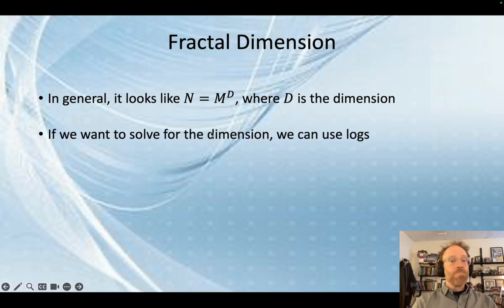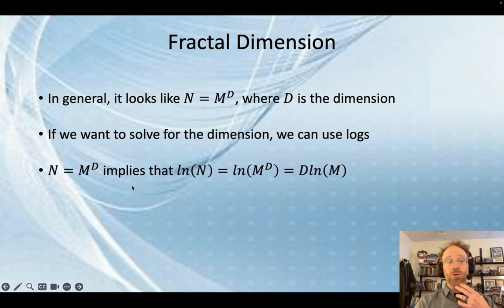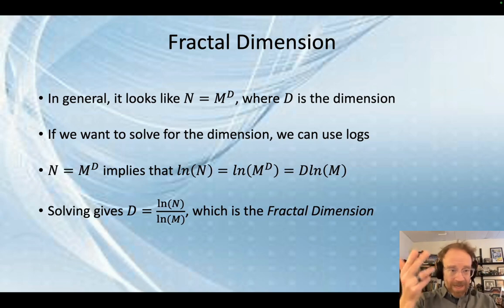the dimension. We want to solve for the dimension, and we can do that using logs, those things that we often hate, right? But log has a special power when it comes to things in exponents. They kind of undo them. So n equals m to the d implies that the natural log, you can use any log you want, but we'll use the natural log, that the natural log of n equals the natural log of m to the d, but remember that special power of logs, exponents jump out front. So we get d times the natural log of m. Dividing by log of m means that d is log n over log m, which is called the fractal dimension.